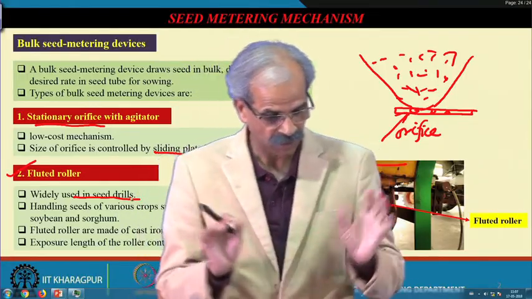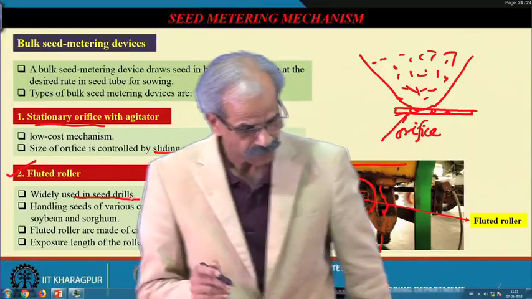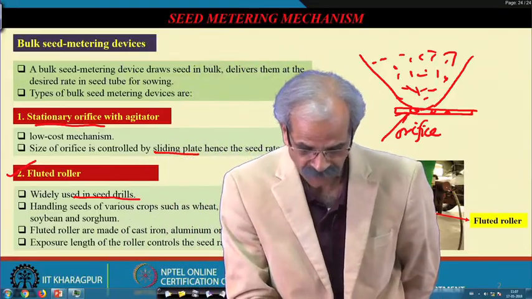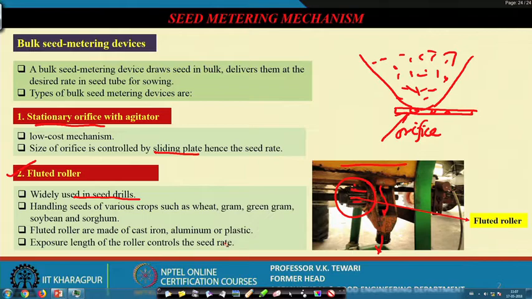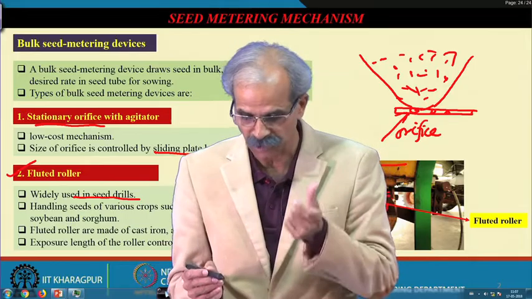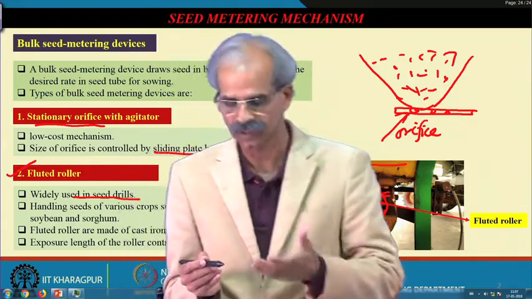So, there should not be. Then the exposure length rules control of the seed rate. By changing this exposure length, which is exposed to the seed here, when we push this inside, that exposure length changes the seed rate if you want. There are other ways of doing this, but this is one of the ways in this particular type of metering mechanism. Let us see what the other types are.